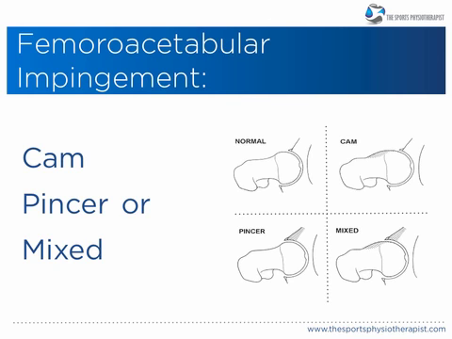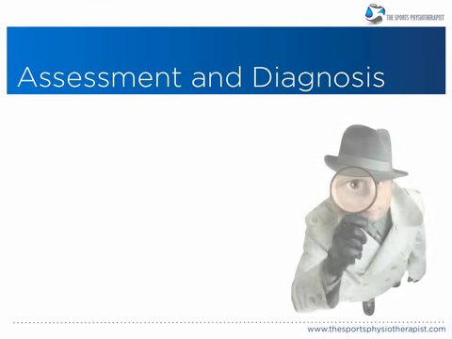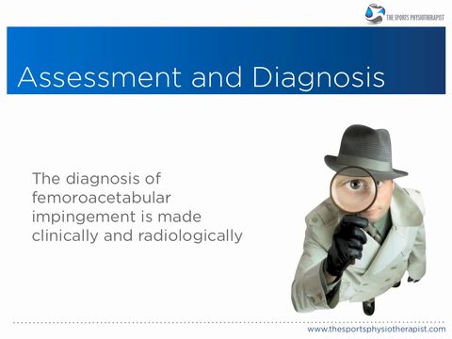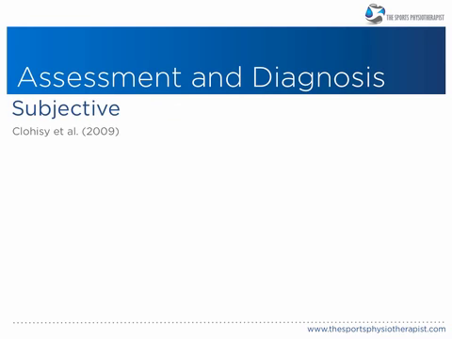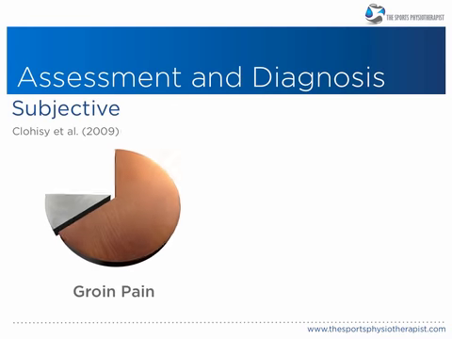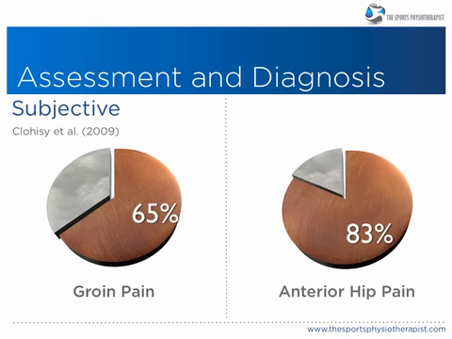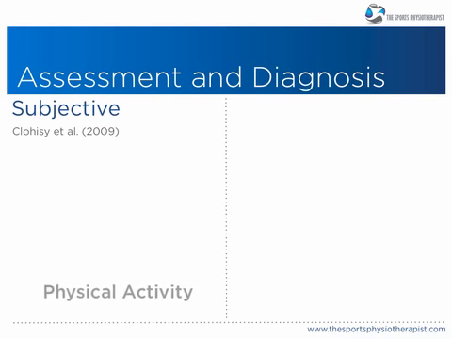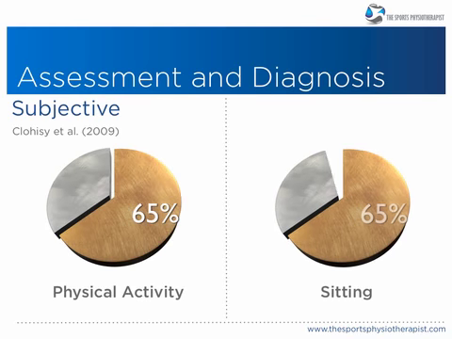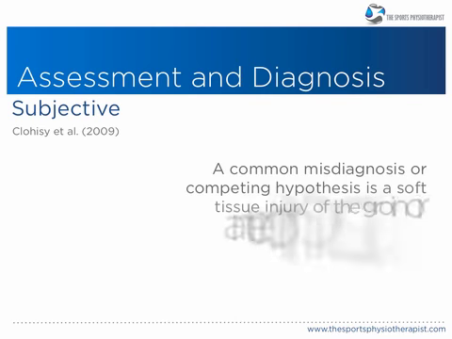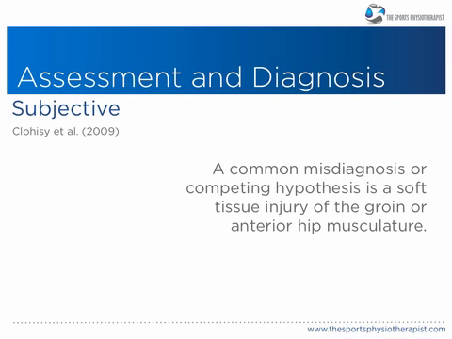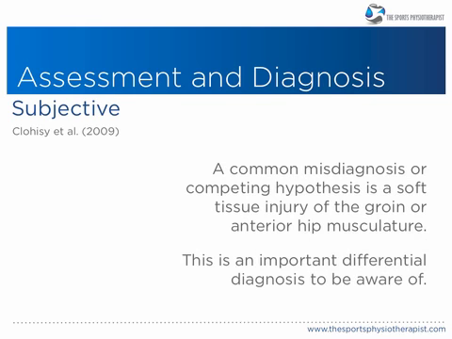The diagnosis of femoroacetabular impingement is made both clinically and radiologically. Cloissy et al. 2009 studied the clinical presentations of patients with symptomatic femoroacetabular impingement. They found the athlete often presents with insidious onset of groin pain in 65% of cases and anterior hip pain in 83% of cases. The pain is often intermittent and is exacerbated in 65% of cases by both physical activity and sitting. A common misdiagnosis or competing hypothesis is a soft tissue injury of the groin or anterior hip musculature, and this is an important differential diagnosis to be aware of.